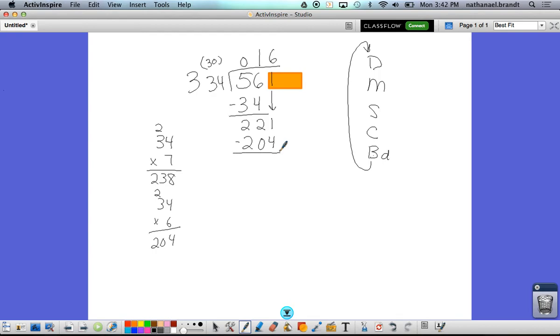Then I subtract. 11 minus 4 is 7. 1 minus 0 is 1. 2 minus 2 is 0. So I have 17, and that's less than 34. There's nothing more to bring down. So my answer for this problem is 16, remainder 17. Erasing this one.